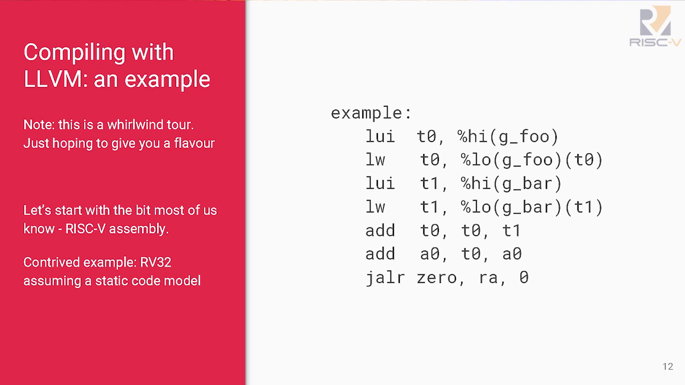And so I'm going to give an incredibly brief whirlwind insight into some aspects of LLVM internals, just so you have an idea of what I'm working with. So we're going to start with something that hopefully many of you are familiar with. This is a basic, incredibly trivial toy RISC-V example. A contrived example, RISC-V 32, assuming a static code model. All I'm doing is loading two globals, adding them together and returning them. And of course, if I was writing this manually, I might decide to make use of some assembly mnemonics to make it a little bit easier.